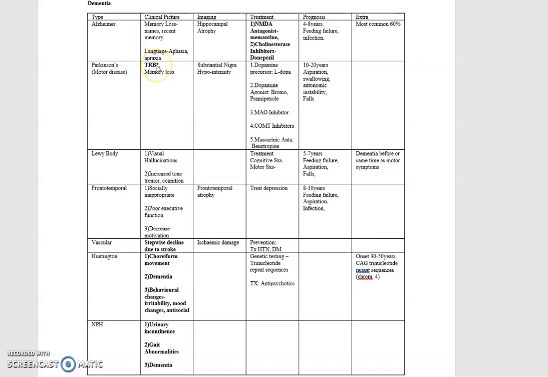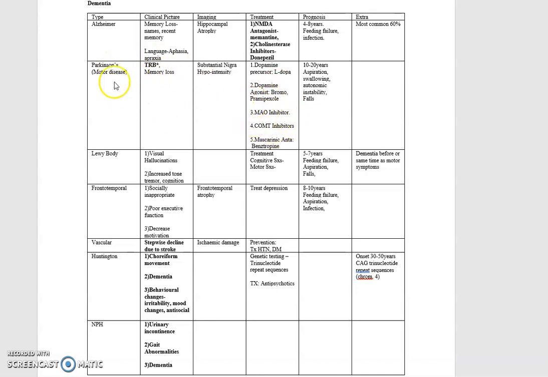I've told you that Parkinson's disease comes with tremors, resting tremors, rigidity, and bradykinesia. During my last lecture, I talked about the medications we use: the dopamine precursor L-dopa, given together with carbidopa; dopamine agonists, bromocriptine and pramipexole; the MAO inhibitor selegiline; the catechol-O-methyltransferase inhibitor entacapone; and the muscarinic antagonist benztropine. So those are the medications we use.